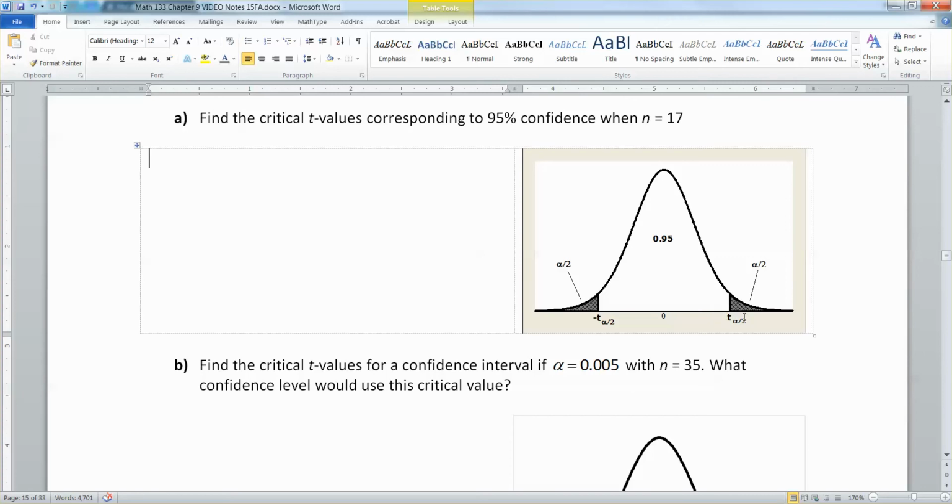So you've got t alpha over 2 over here on the right, negative t alpha over 2 on the left. The middle is 95%, so 0.95. Okay, so far so good.